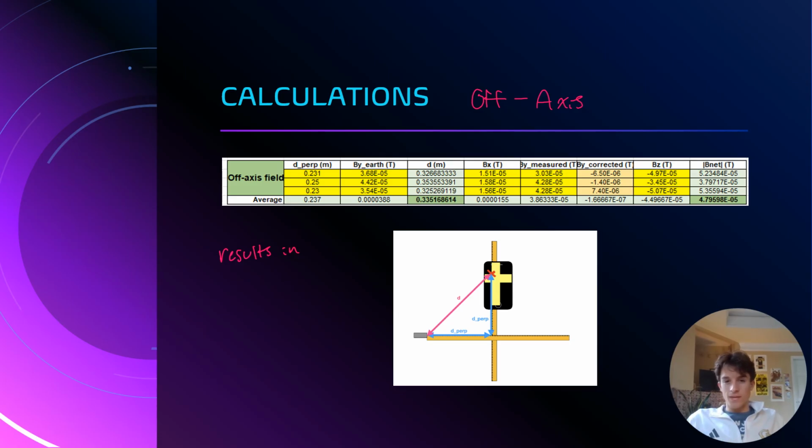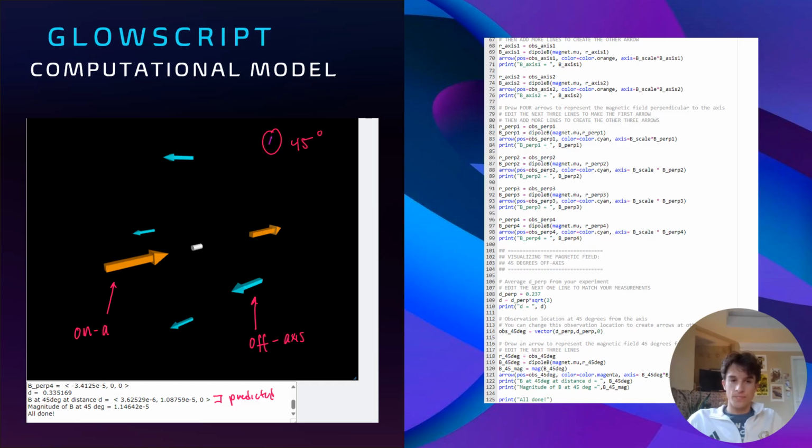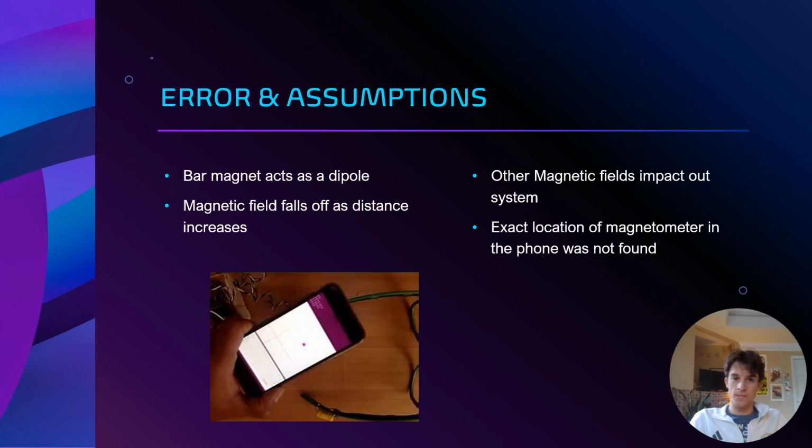So here we have the off-axis calculations, again very similar, and I just tabulated it in this sheet. So here is our GlowScript computational model. We first have to initialize and then find arrows to represent the on-axis and off-axis magnetic fields. And then here also in the summary section, I showed where it shows a predicted value, which was pretty similar to our actual results, but again, a little bit of variance.